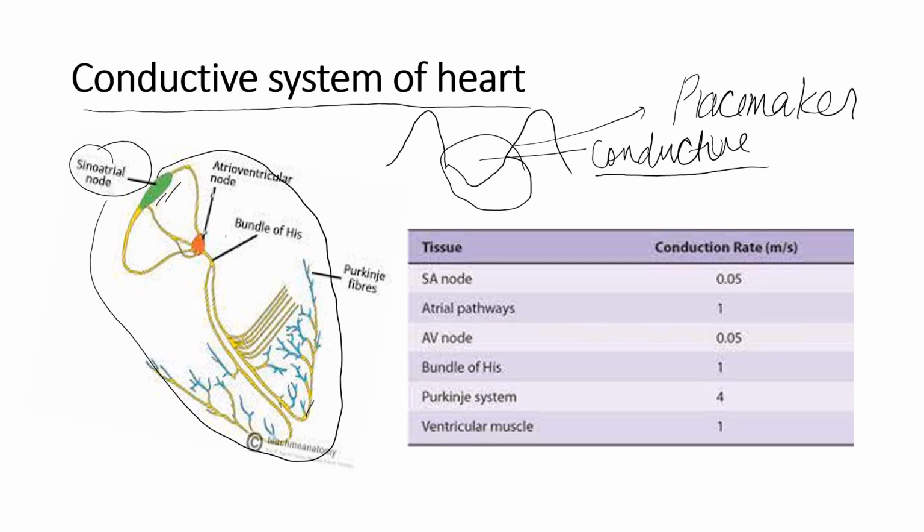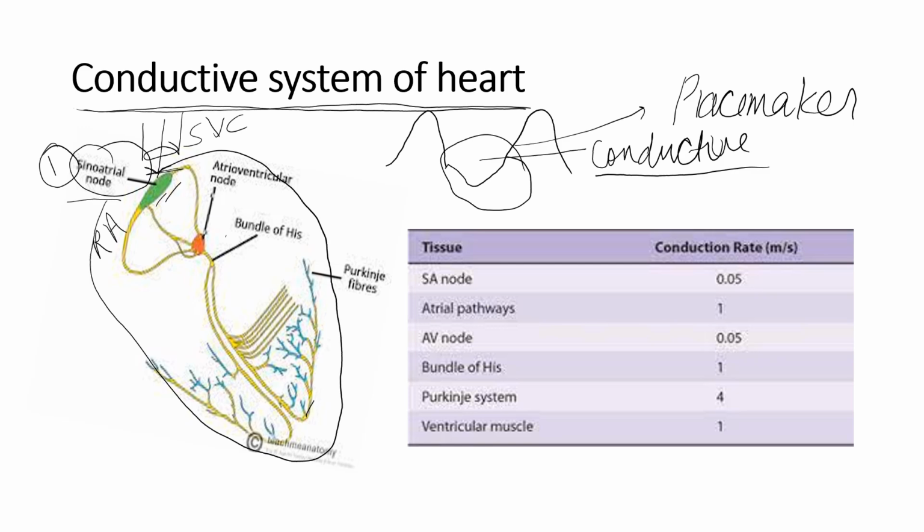So let us now see how you have to answer if a conductive system of the heart question comes in the exam. You have to start with this diagram and start labeling. First is the SA node. Then you have to tell that the SA node is a specialized tissue located at the junction of the superior vena cava and your right atrium. Where the superior vena cava ends or connects to the right atrium, at that point the SA node is situated.